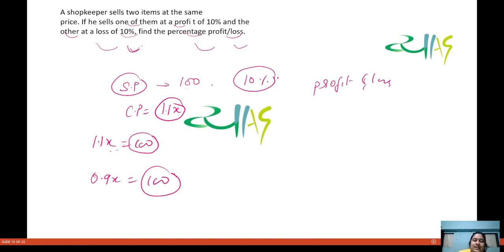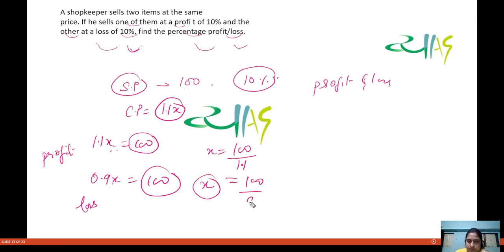Okay, so in this case cost price is how much? 100 divided by 1.1, and in this case the cost price is how much? This one is for the loss one and this one is for the profit one. So this is 100 by 0.9. Now find the percentage profit or loss.